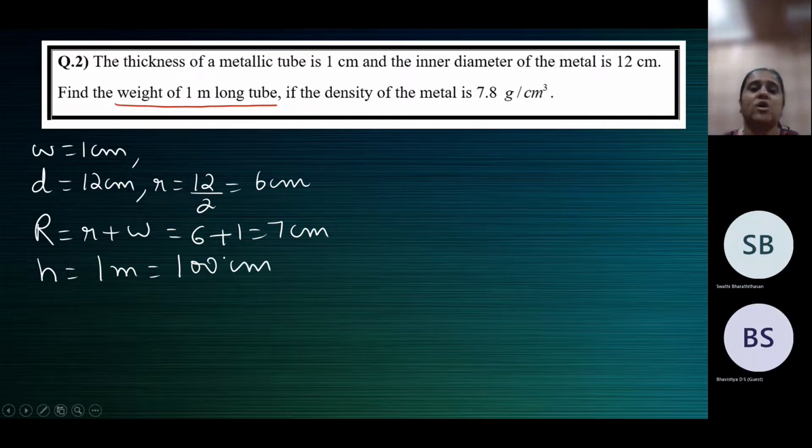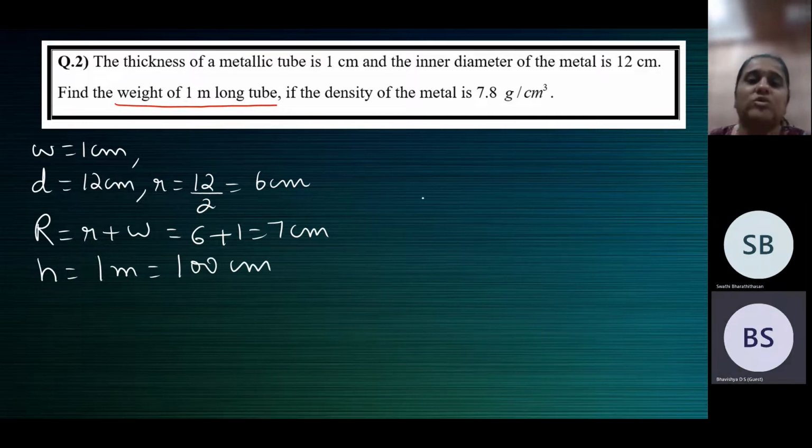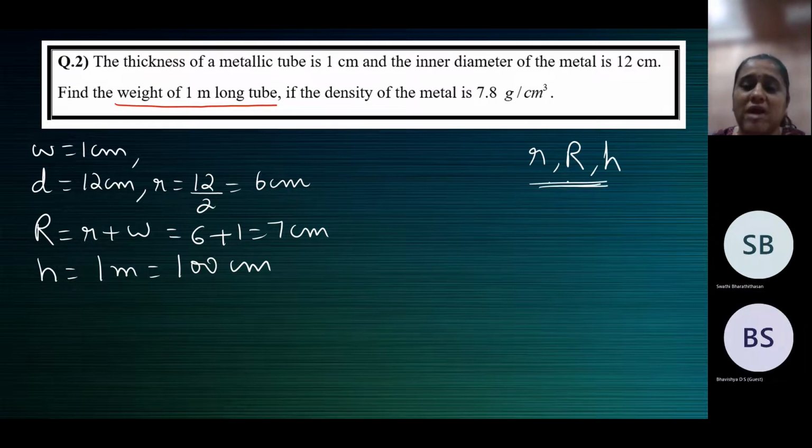So these are the values. When the question is about a hollow cylinder, these are the values you need. What is small r? What is capital R? What is H? You need these three values. If you have these three values, you can answer any question related to the hollow cylinder. So now we have found all these values.